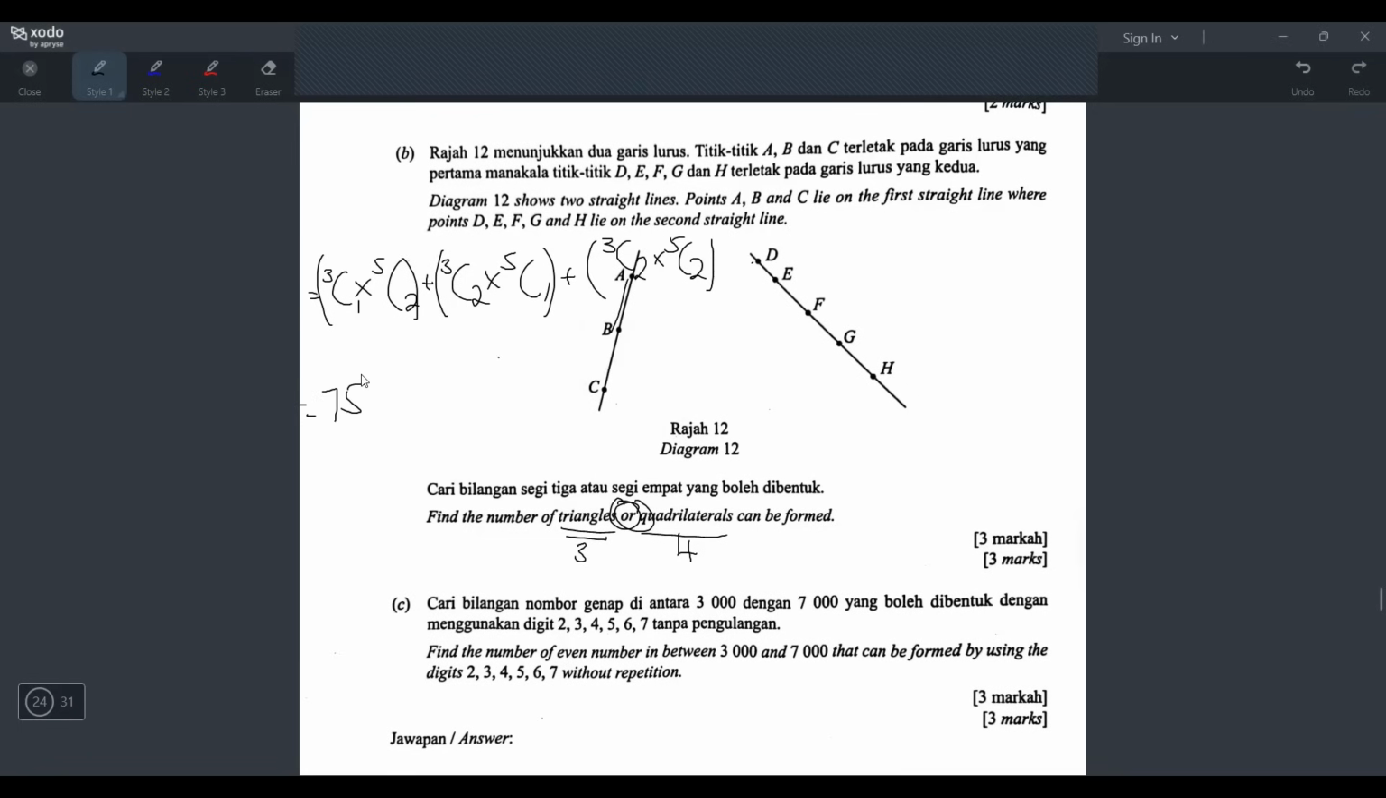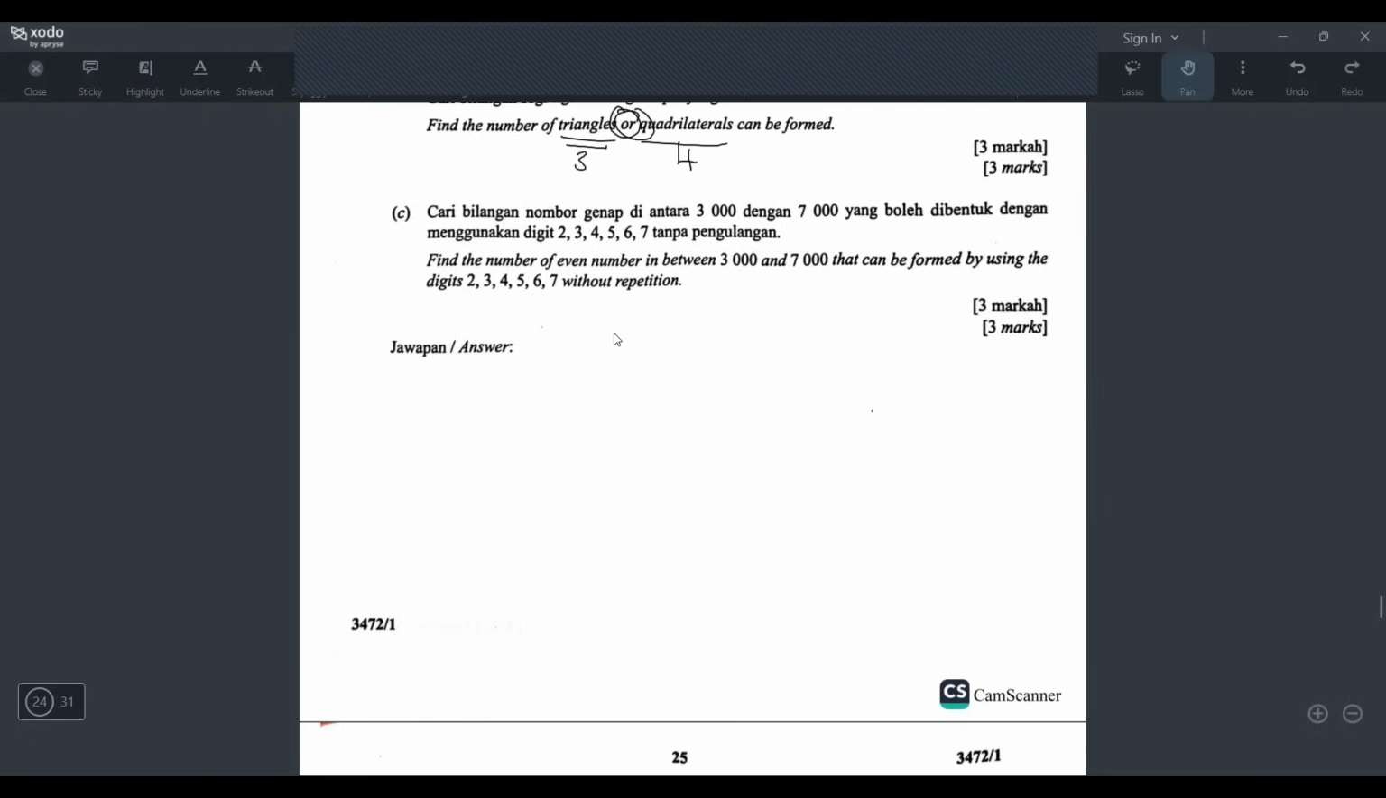I think the correct answer is 75. But I don't know why the scheme gives a different answer, because the scheme never did 5C2 here. The scheme did 4C2. I feel like the scheme is wrong, and it's not the first time that the scheme did wrong. But I feel like it has to be 5C2, because if I want to form a quadrilateral, I have to choose 2 points from the first line and 2 points from the second line. In the second line, there are 1, 2, 3, 4, 5, so it has to be 5C2. Here must be 3C2. So I think I did everything correctly. I'm just going to stick with my working and leave it like this. Okay, I'm going to continue.